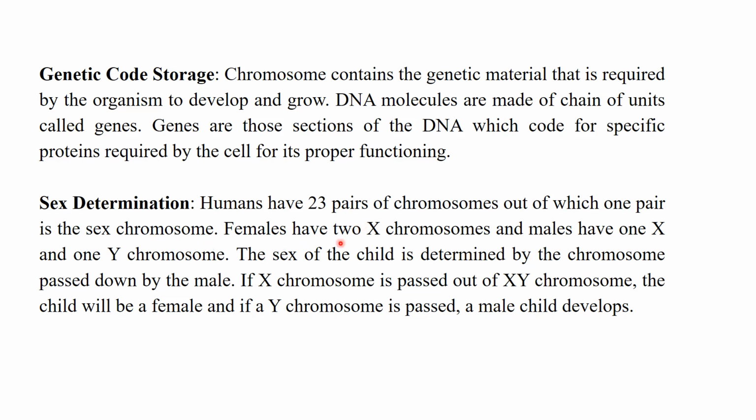Female have 2 X chromosomes and the male have 1 X and 1 Y chromosome. The sex of the child is determined by the chromosome passed down by the male. If X chromosome is passed out of the XY chromosome, अगर X chromosome जा रहा है male की तरफ से, then the child will be the female. And if Y chromosome is contributed from the father side, then the child will be the male. So sex determination is also controlled by the chromosome, that is the sex chromosomes.